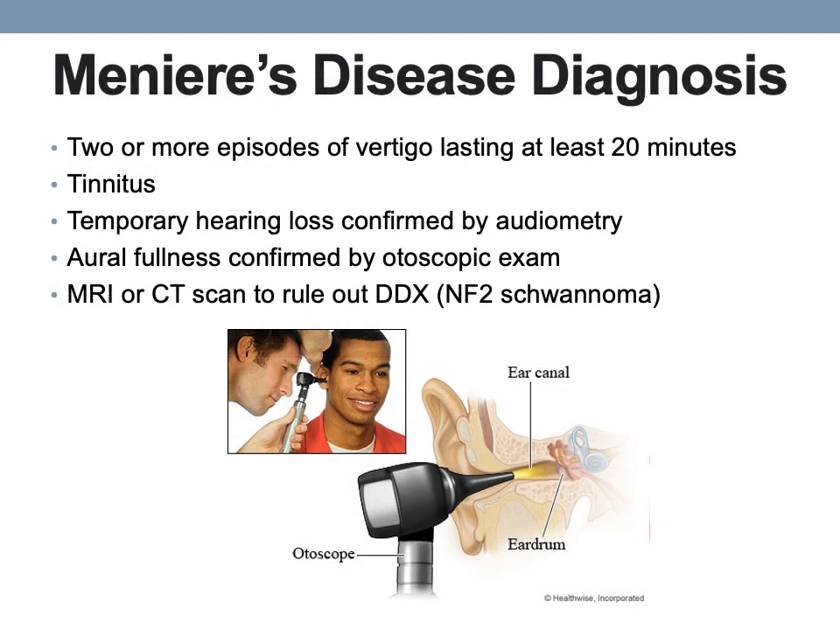Meniere's disease diagnosis, continued. For someone to be diagnosed with this condition, they would have to have 2 or more episodes of vertigo lasting at least 20 minutes each. They would have tinnitus, ringing in the ears, temporary hearing loss that would be confirmed by audiometry exam, aural fullness, which is the feeling of congestion or like you always have water in your ear, confirmed by otoscopic exam, and an MRI or a CAT scan to rule out a tumor that would be associated with NF2, to rule out a schwannoma.